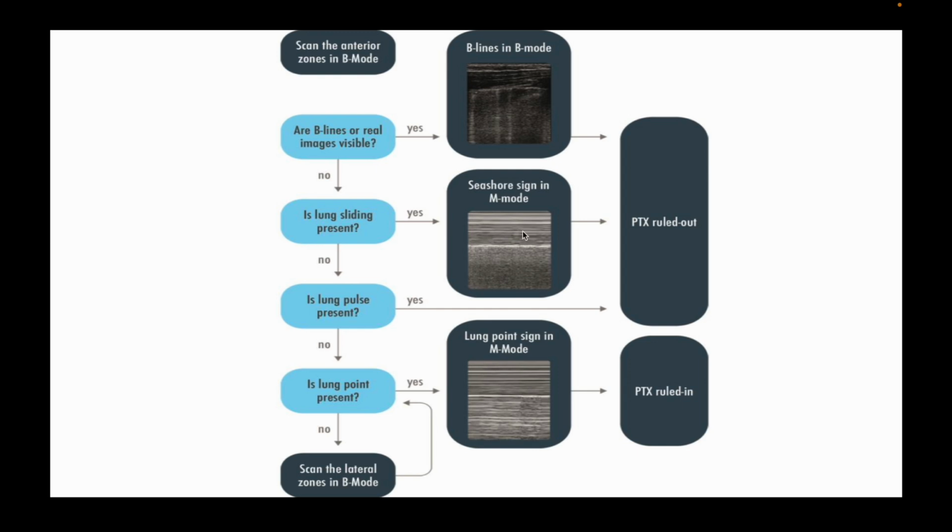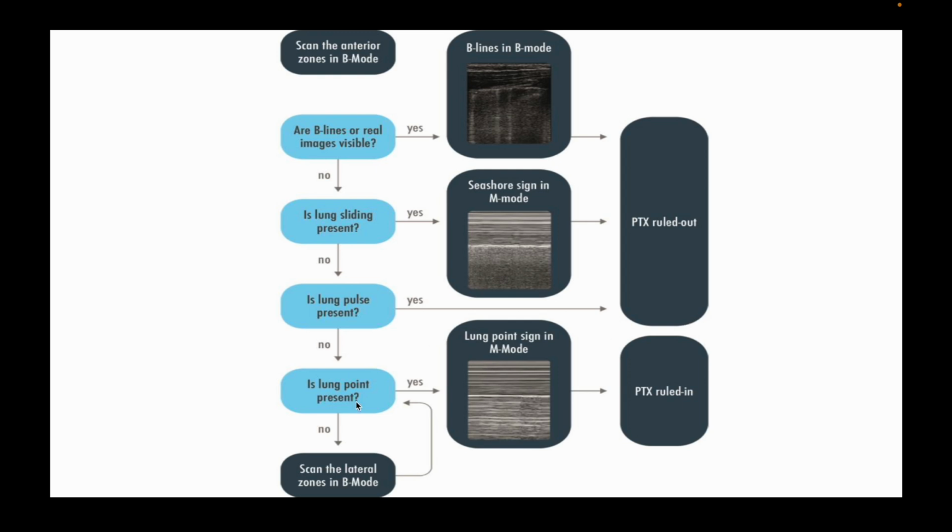If you find straight barcodes and then dotted things like this, it means that there is air over here, that is the lung tissue, which rules out a pneumothorax. Next, if you still don't find it, then you look for the lung pulse. If it is present, then again it rules out a pneumothorax.